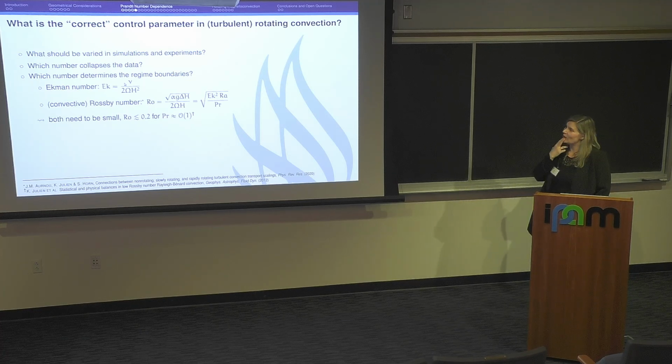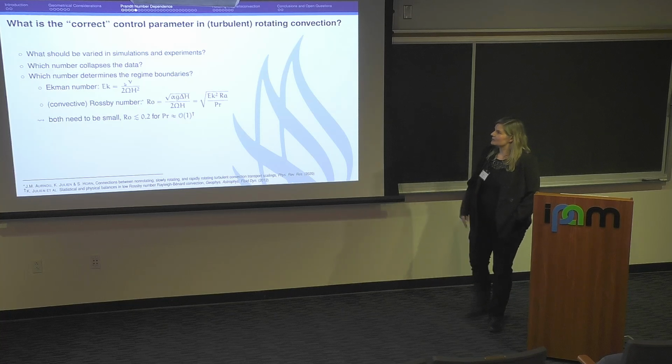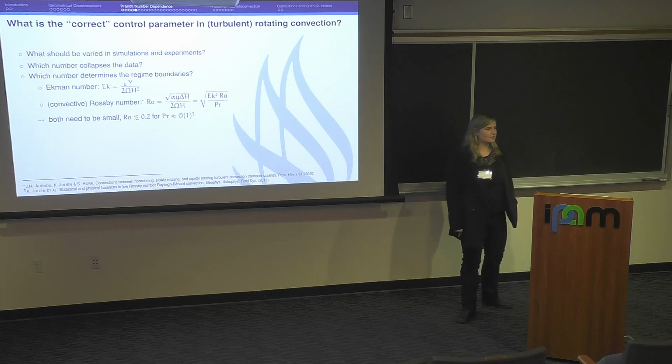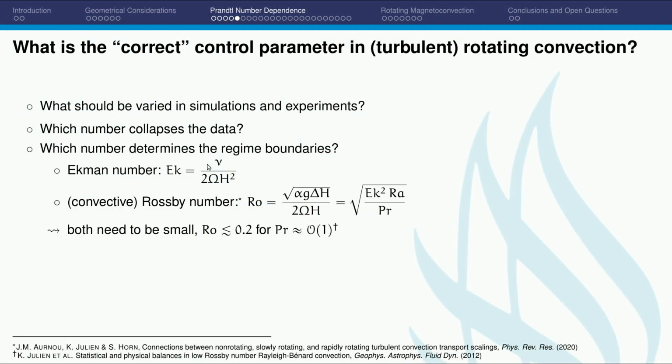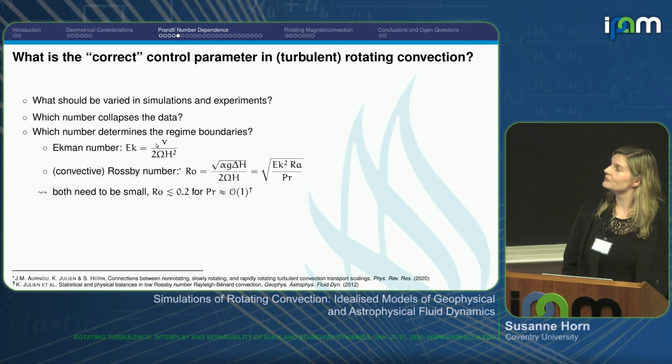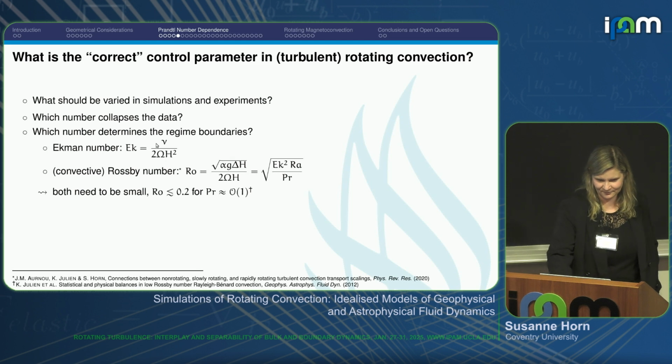What we know, however, is that essentially both the Ekman number and the convective Rossby number need to be small. Rossby small means typically less than 0.2 to be rotationally constrained. At least that's what Keith concluded in 2012, that this is a good measure for the convective Rossby number. And for the Ekman number, what is small? Probably at least 10 to minus 4, but probably rather more 10 to minus 6, 10 to minus 7, if you want to go to a really rotationally constrained regime.